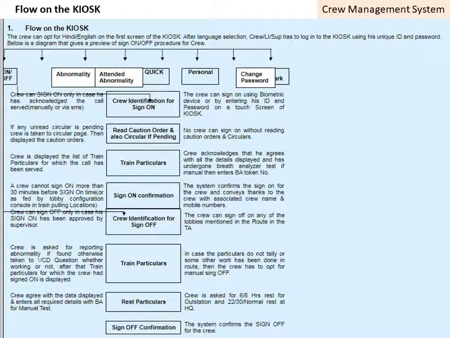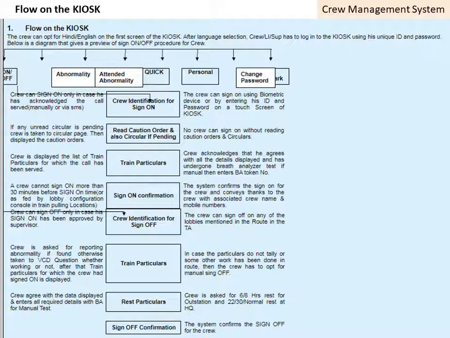The crew console is based on the kiosk only. So it covers signing on, caution order, train particulars, signing on confirmation, crew identification, rest particulars, and sign off confirmation. Signing on, signing off. When signing off is done, it immediately goes to signing off at the same station or another station. Signing on happens only if the crew has been acknowledged. Only when the supervisor has acknowledged can he go to signing on.